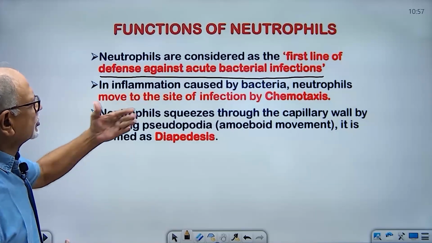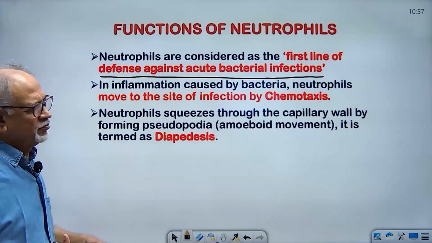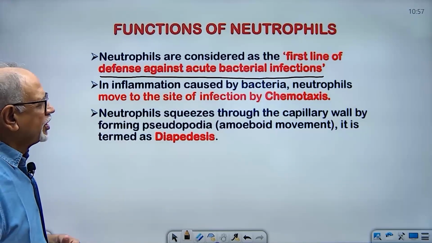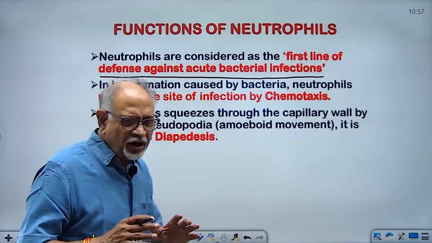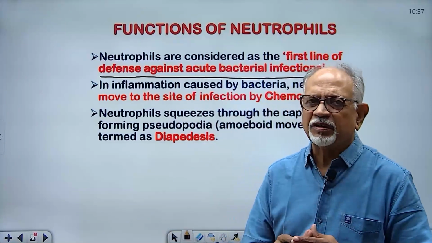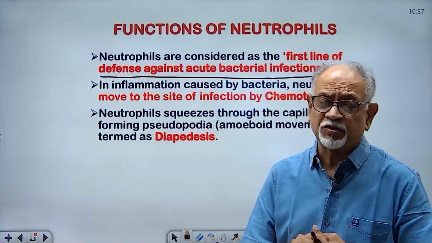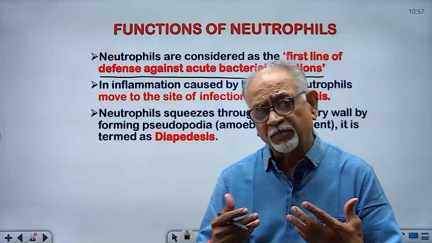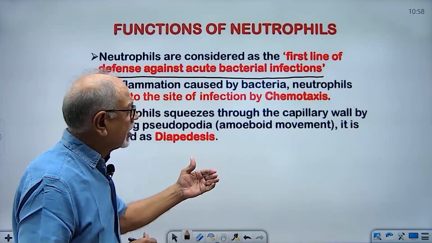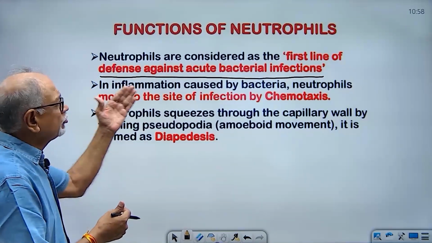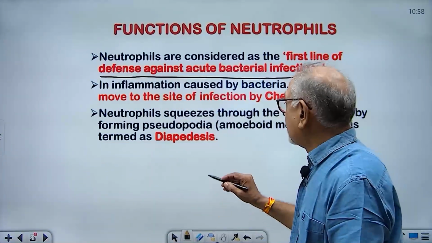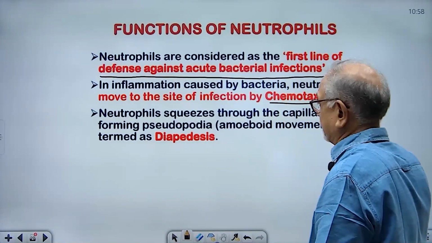Now, in inflammation caused by bacteria, neutrophils move to the site of infection by chemotaxis. What happens is, when there is an inflammation, certain chemicals are released from the body cells, from the pathogen, and from the inflammatory condition. Those chemicals attract the neutrophils towards the site of infection, and this phenomenon is called chemotaxis.